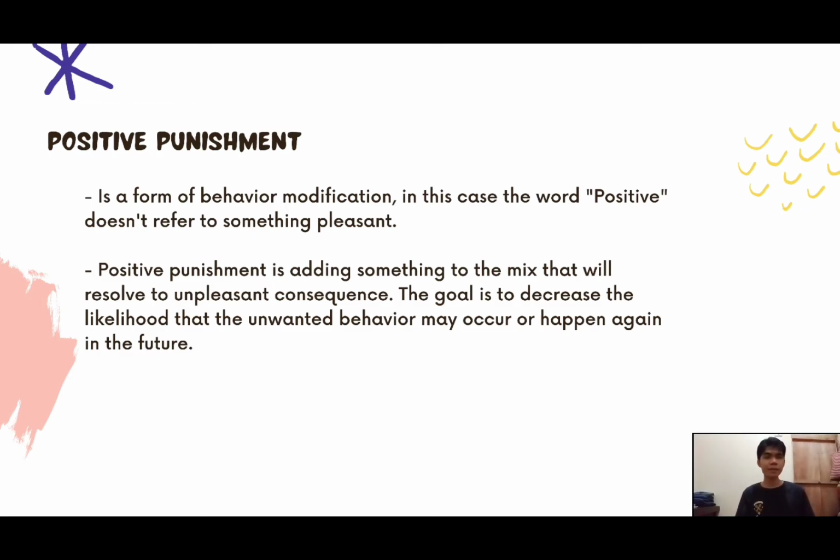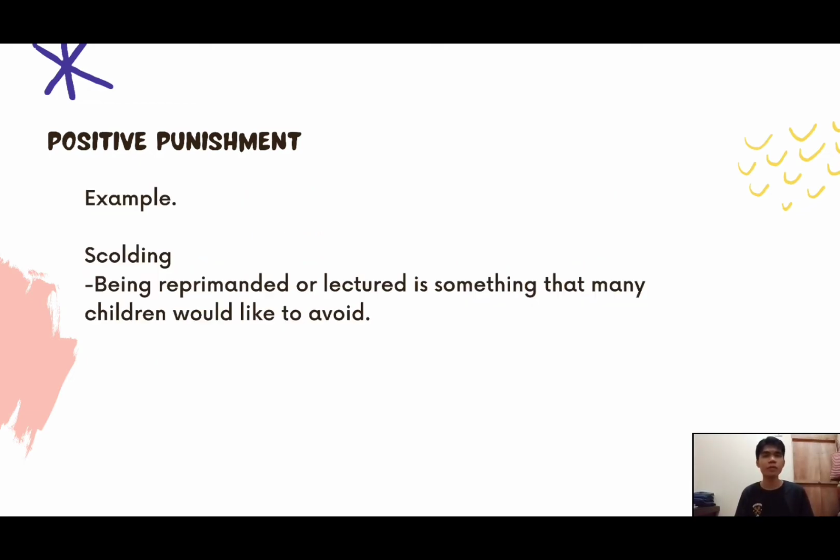The best example here could be scolding. Being reprimanded or lectured is something many children would like to avoid. So if we could scold, though not to the extent that it would harm the child, scolding could be a good punishment to let them learn their lesson.